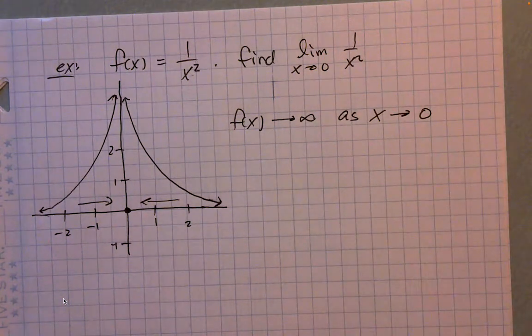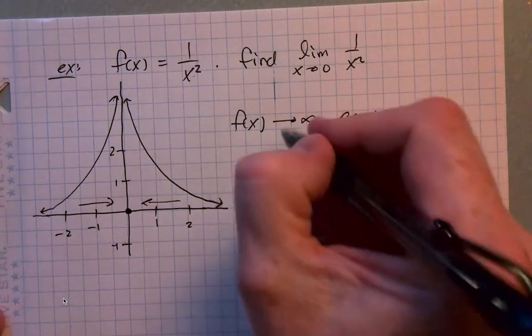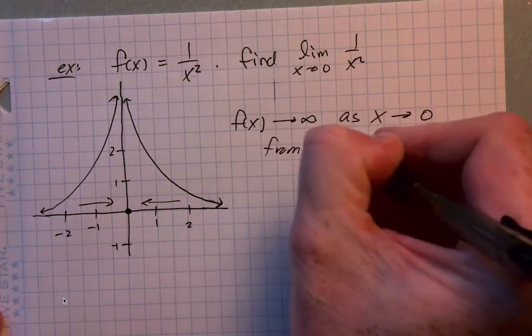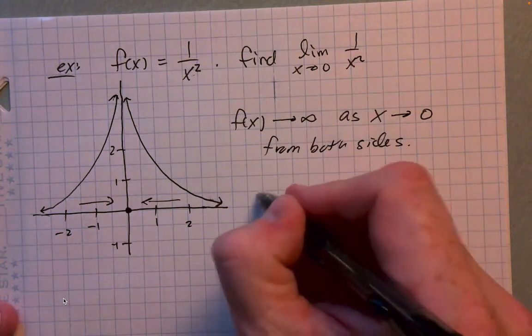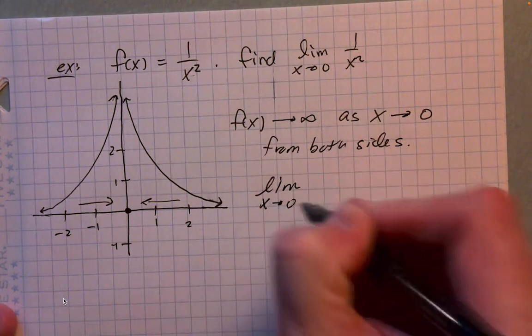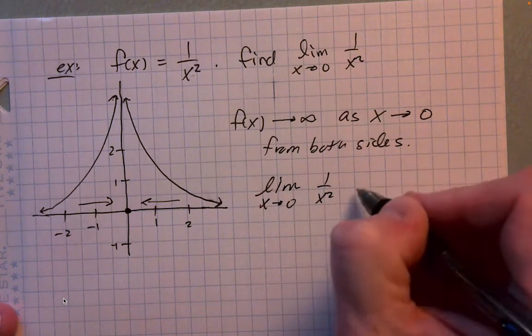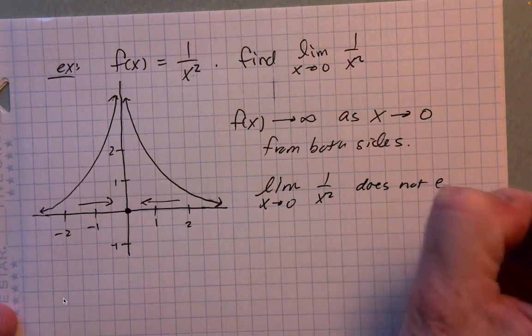Right? So the value of the function heads off to positive infinity. Now, that's true from both sides. And so you might be tempted to say that the limit of this function is infinity. It's an infinite limit. So in this case, this is sort of a technicality, but we would say that the limit does not exist. We would say that the limit as x approaches 0 of 1 over x squared does not exist.